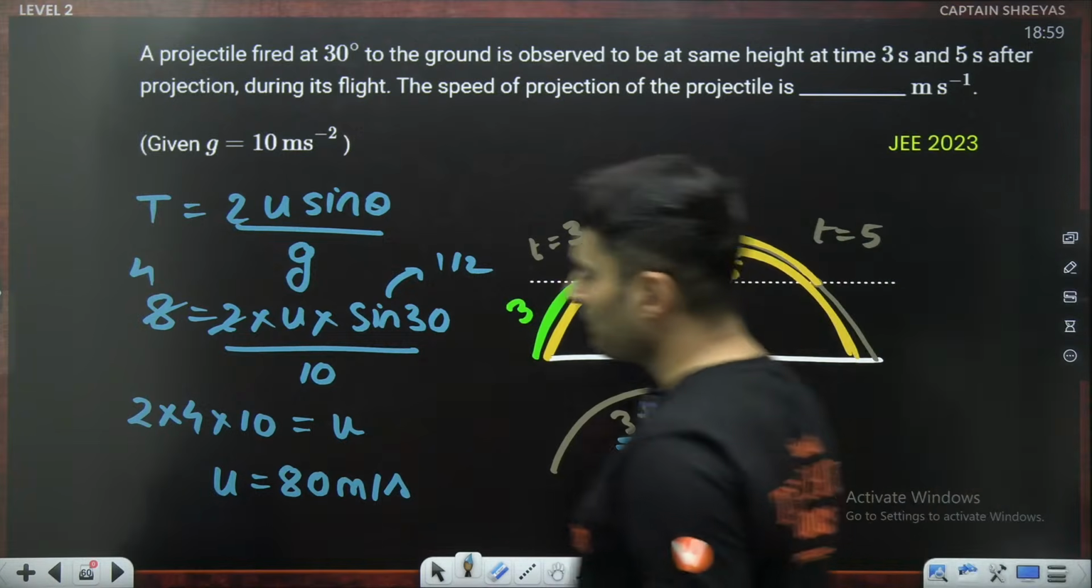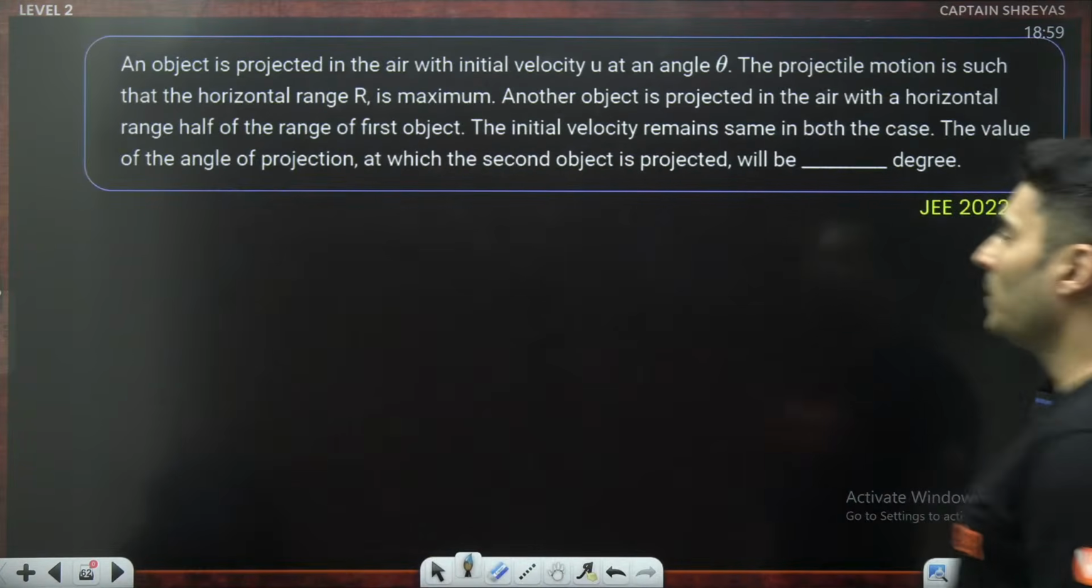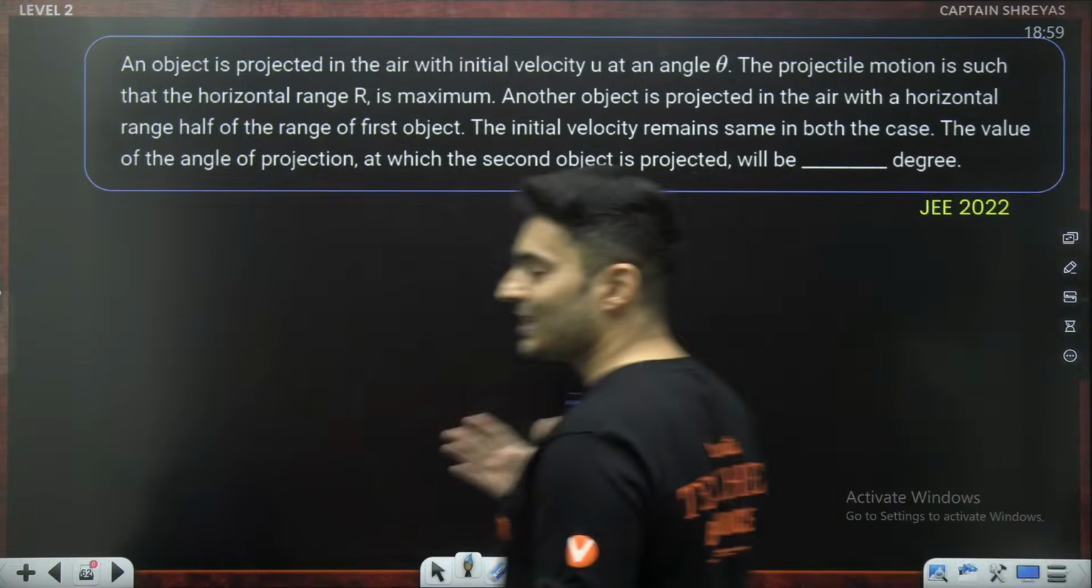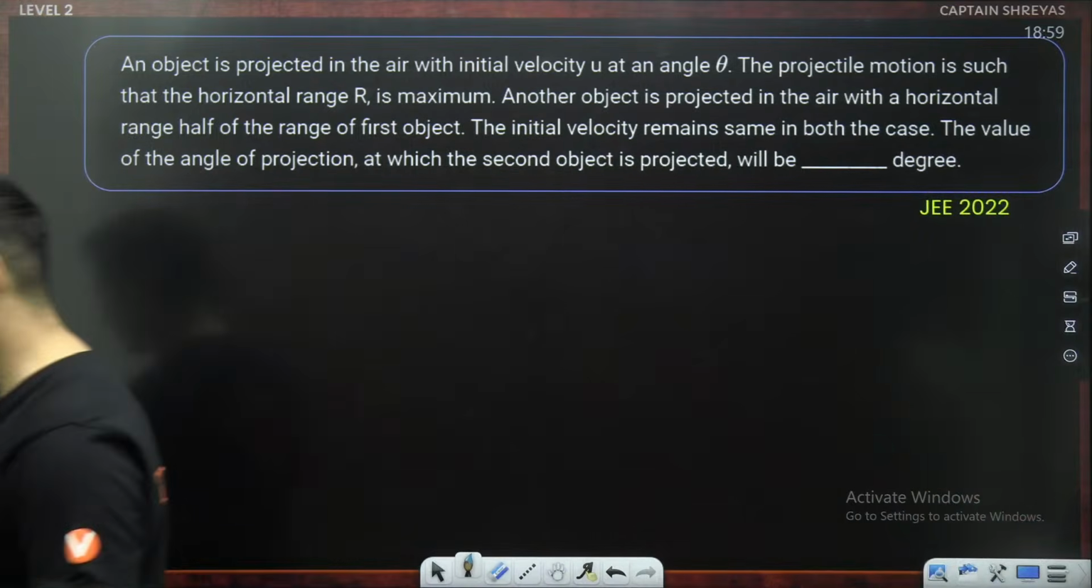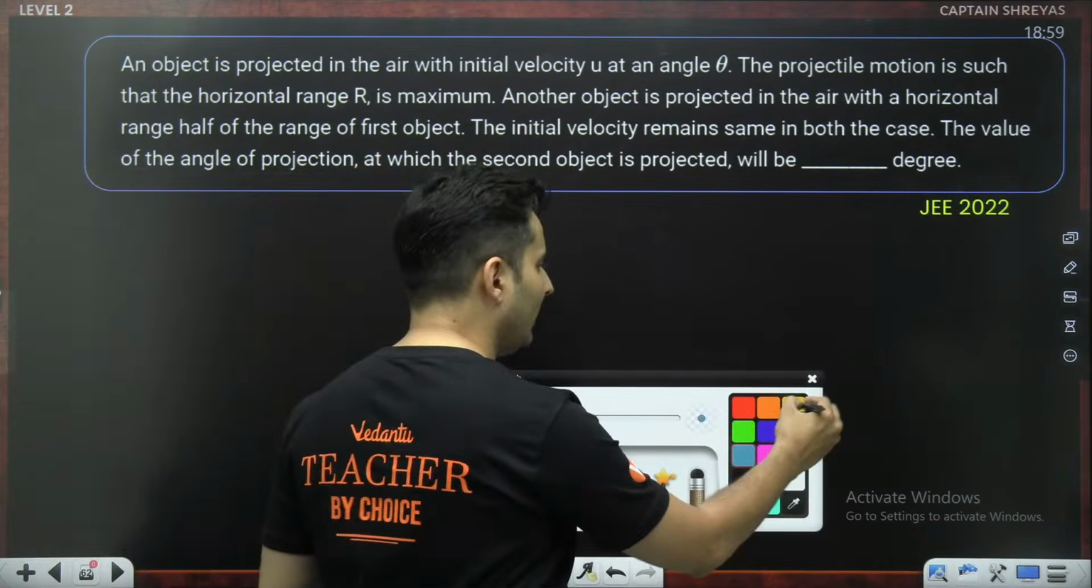Coming up on your screen. Here it is. What does it say? An object is projected in air with an initial velocity u. The motion is such that the range is maximum. Another object is projected with a range half of the first object. The velocity remains the same in both the cases. Then the angle of projection at which the second object is projected. This was asked in JEE 2022. This is a level 2 question. This is also a brilliant question. Let me tell you that. So what do we do over here?